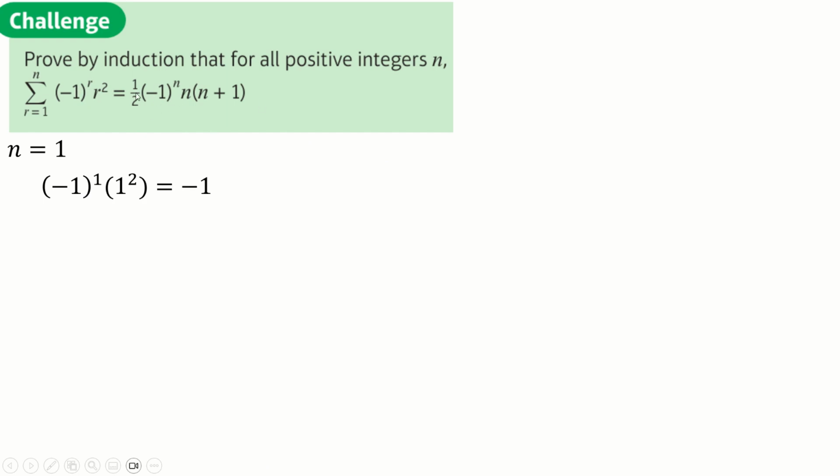If n is 1, you get a half into minus 1 to the 1 into 1 times 2. The half and the 2 cancel, you're just left with this minus 1 here. So it checks out for n is 1. That's good. Let's assume it's true for n equals k.